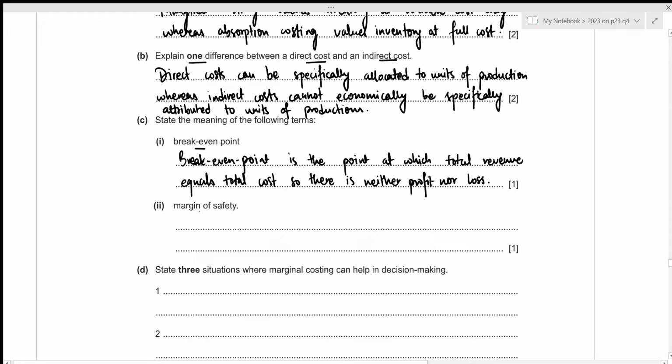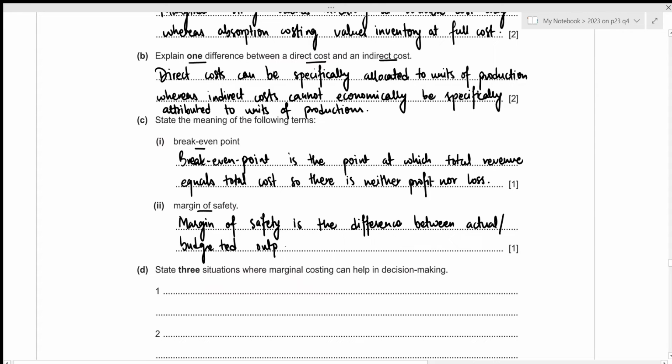Then we need to state the meaning of margin of safety. So margin of safety is basically the difference between our budgeted output or the actual output and our break-even point. So margin of safety is the difference between the actual or budgeted output and break-even point.